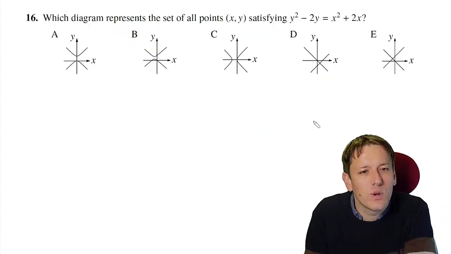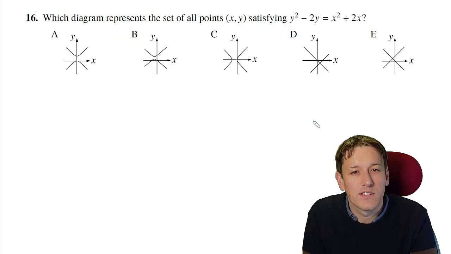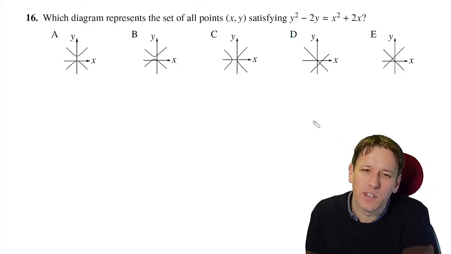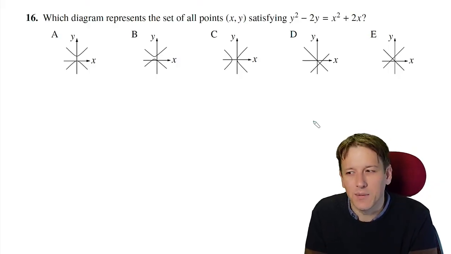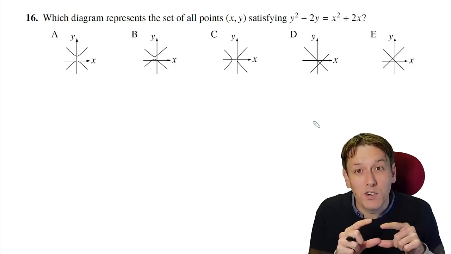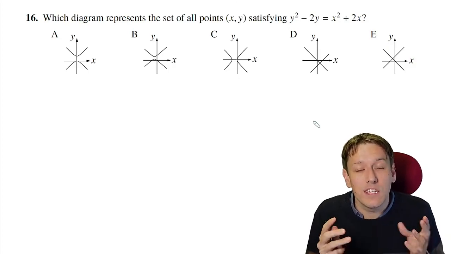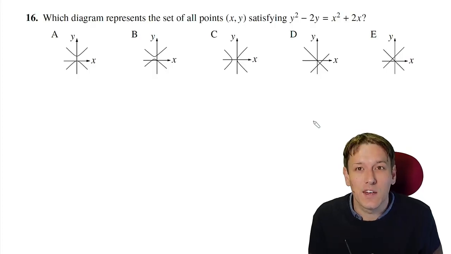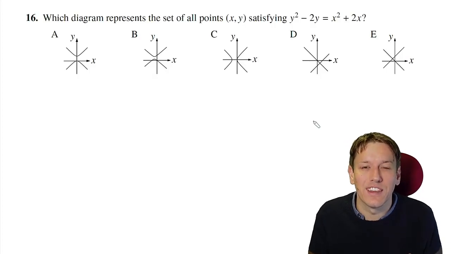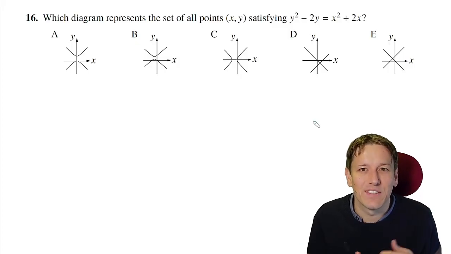So we want to know which of these diagrams represents the set of all the points satisfying y squared minus 2y equals x squared plus 2x. We might call that the locus of the points, sometimes the graph, although we need to be a bit careful about technically what those things mean. But really what we've got is a diagram where on each of the diagrams, if the coordinates of a point satisfy the algebraic relation, then that's a point on the diagram, and if it's not, it's not.